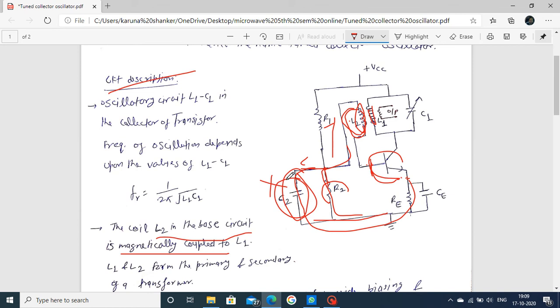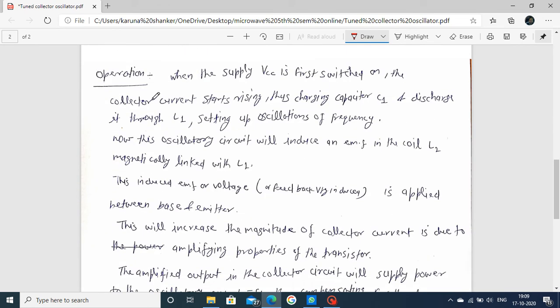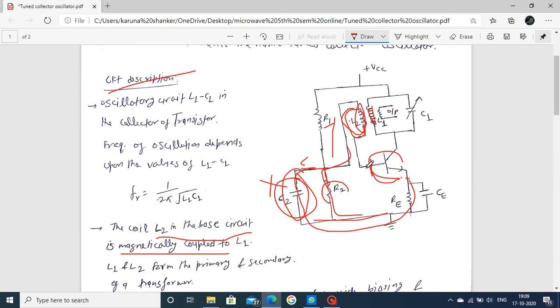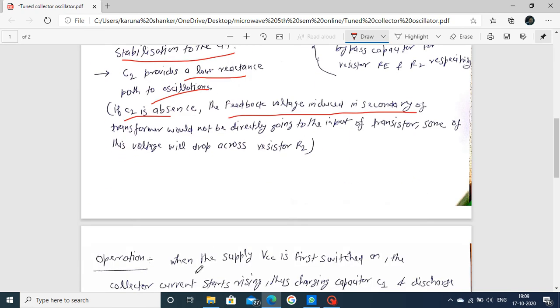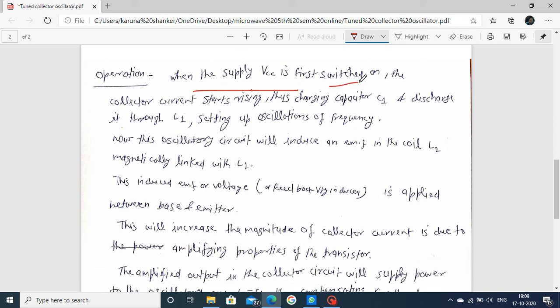This is the circuit description. Next, this is the operation. Here I have explained the components, and now we focus on the working of the circuit. Initially we apply VCC, written here. Once VCC is applied, the collector current starts rising, the capacitor C1 charges and discharges through L1, setting up oscillation of frequency.